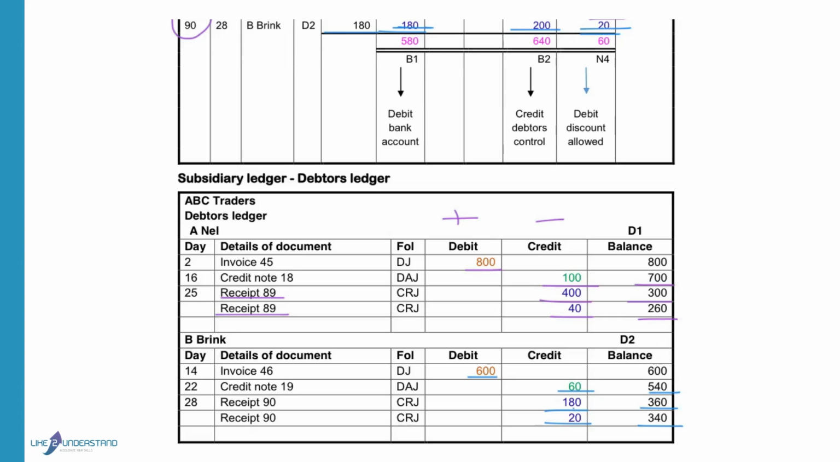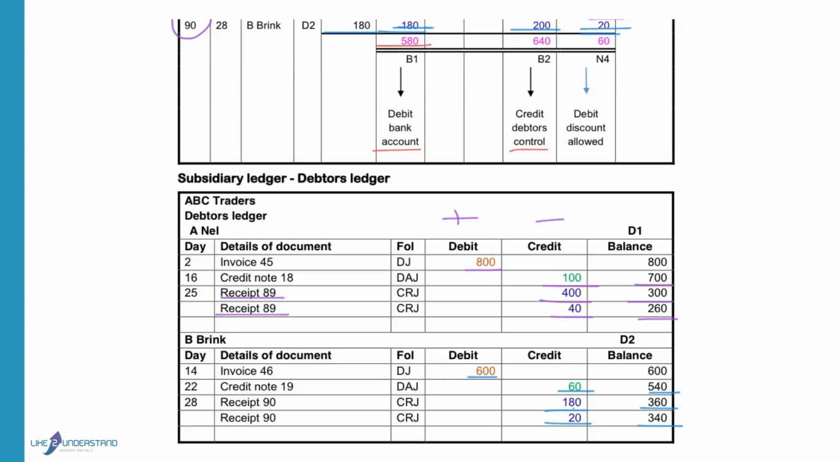At the end of the month, we will add up all the columns and we will see that the bank increased with 560. Bank is an asset. Asset increases on the debit side, so we will debit our bank account. Debtors paid the money. It's also an asset. They owe less money, so we will credit our debtors control account.